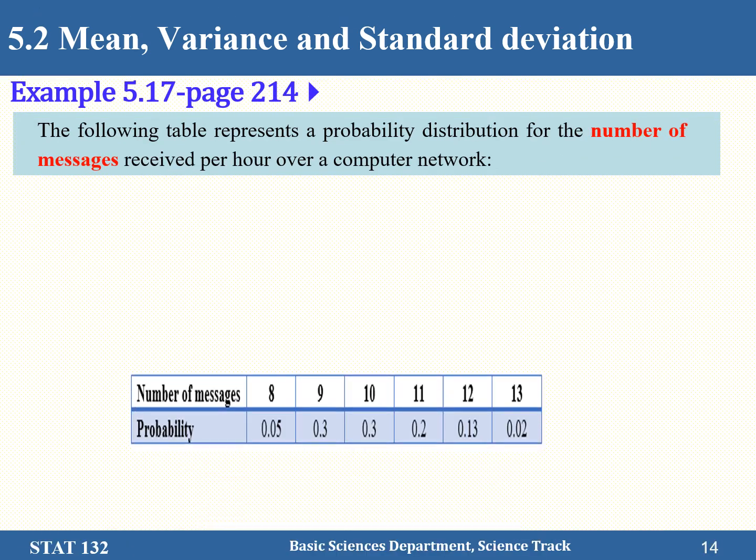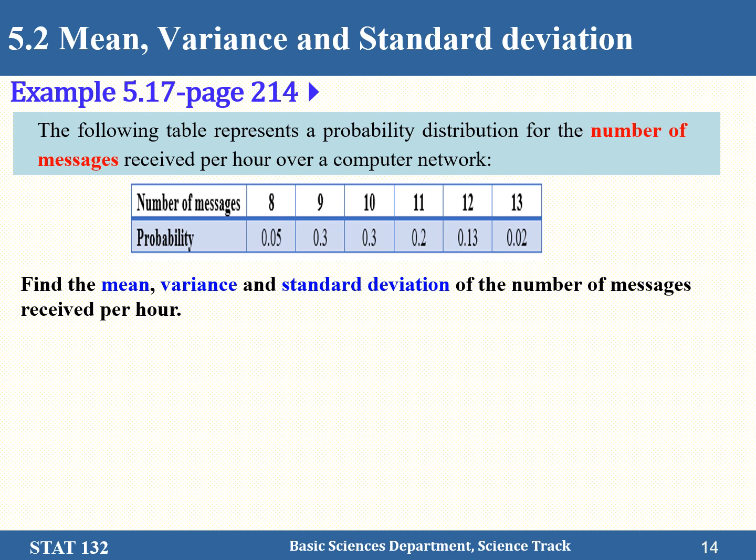Now let's look at this example here. The following table represents the probability distribution for the number of messages received per hour over the computer network. So here are the number of messages and here are the probabilities. Let's give an example of how to read this table. It means the probability that we get 13 messages over the computer network per hour is 0.02. So find the mean, the variance, and standard deviation of the number of messages per hour.